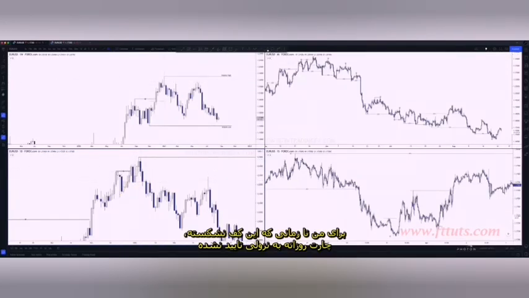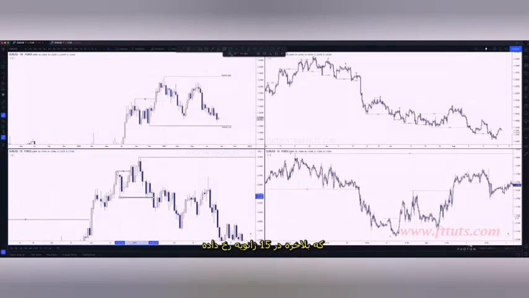So for me, the daily chart is not confirmed bearish until we get a break of that low, which we don't get until, what was that, the 15th of January, yeah. So then the daily switches bearish.